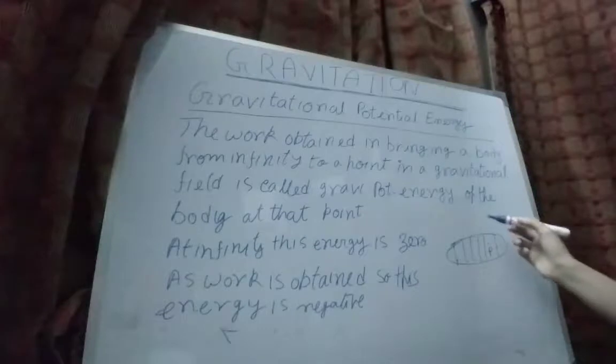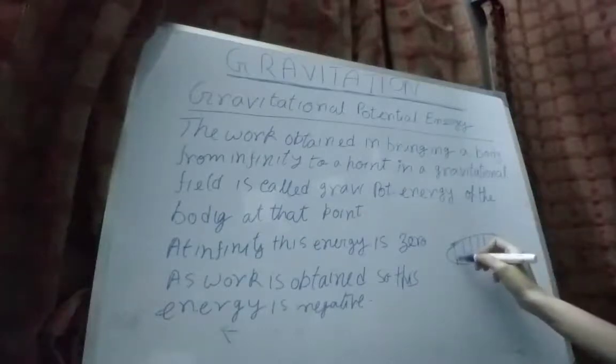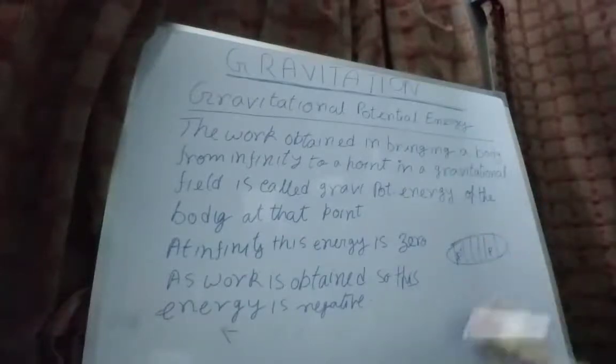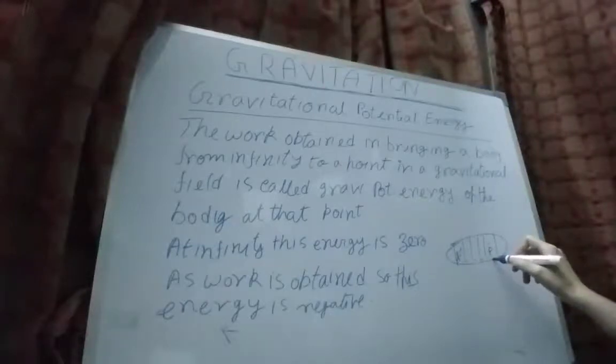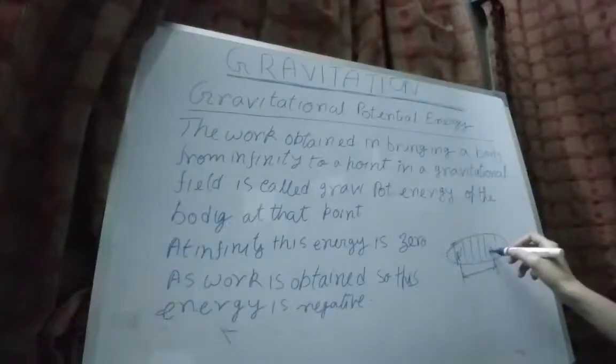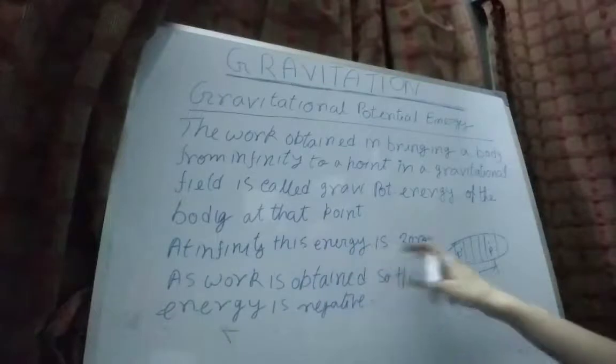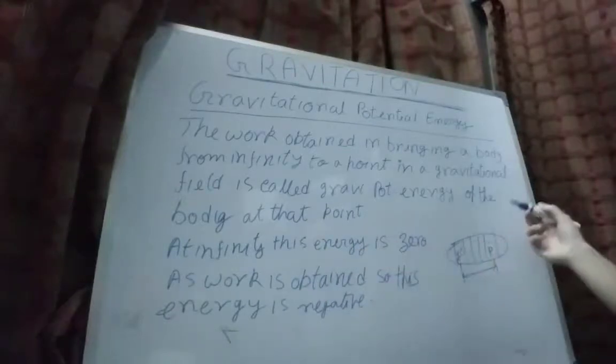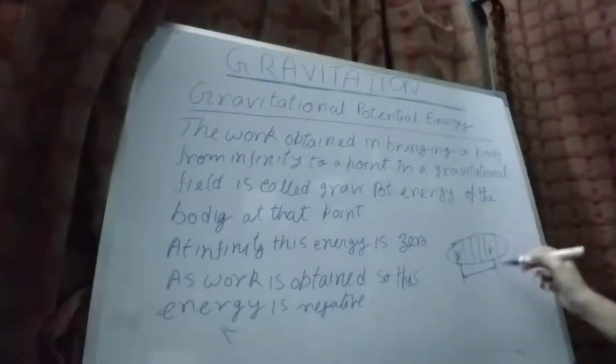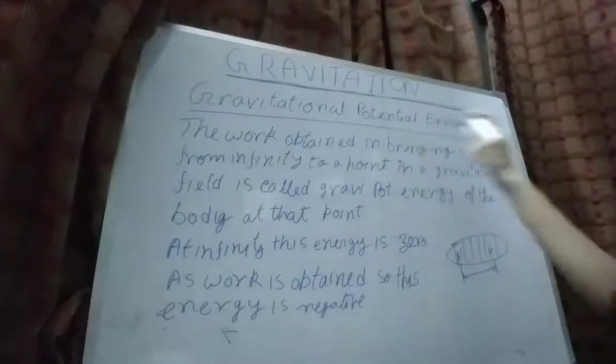Suppose we bring that body to this point P dash, then the gravitational potential energy at point P and at point P dash will differ. So, it depends on the point to which we are bringing the body from infinity. At infinity this energy is 0, and as the work is obtained, this gravitational potential energy is always negative.